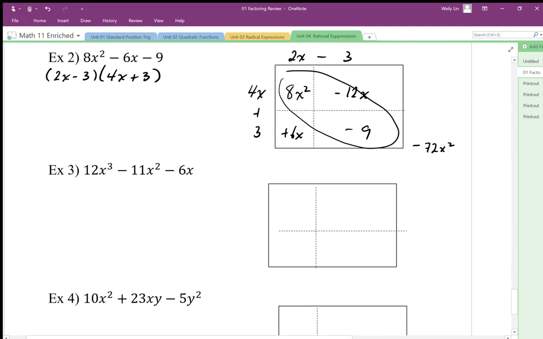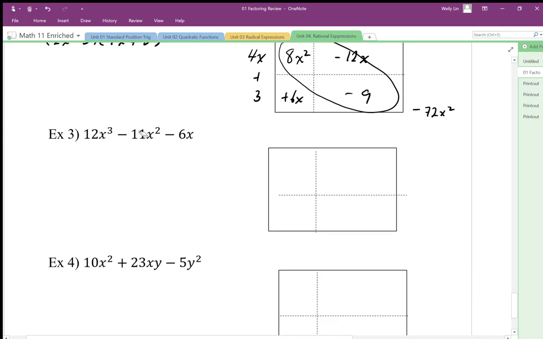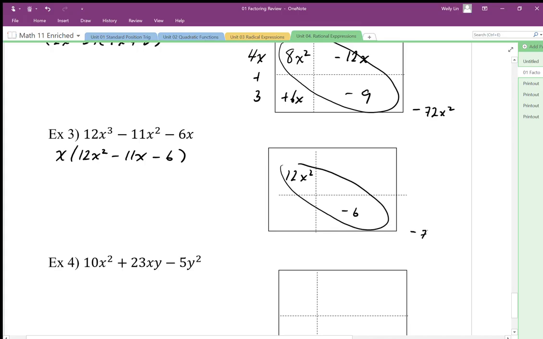For this one here, we need to make sure that we factor the greatest common factor out first. So there's a common factor of just x. Okay, so now we can apply this into our grid model. So our diagonal product again is negative 72x squared. Now we're looking for a sum of negative 11.